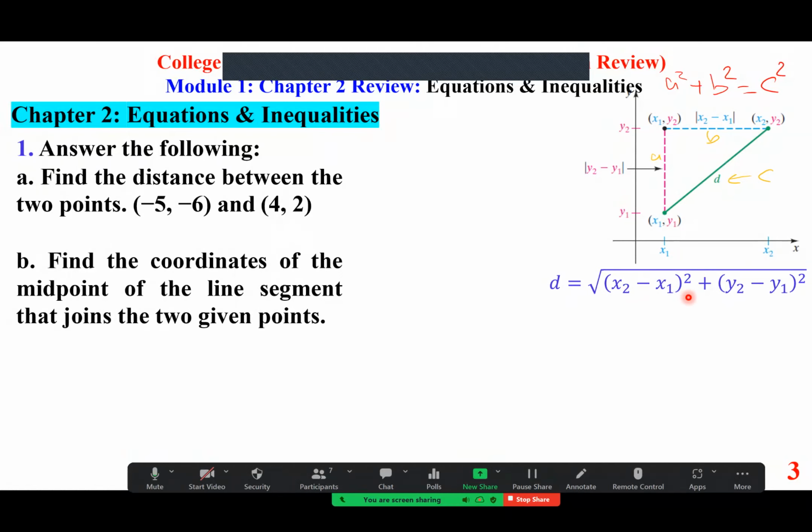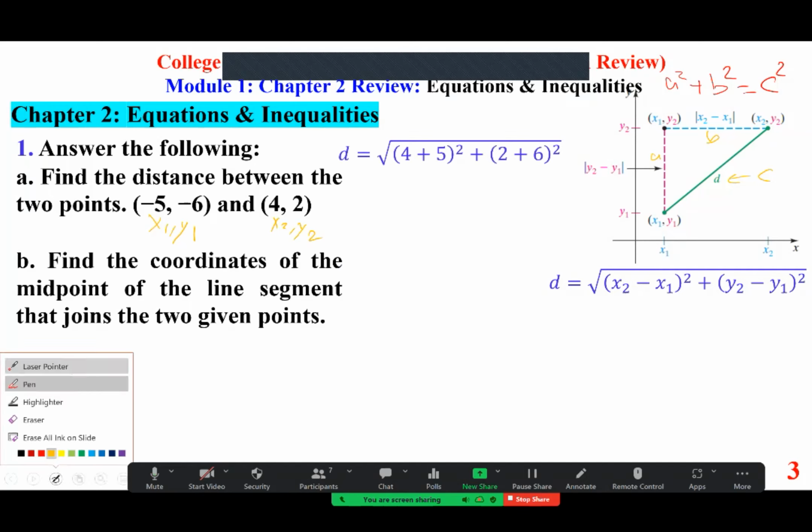So having said that, we are going to put the 2 points into this formula. As I mentioned, it doesn't matter which one is our first point, which one is our second point. So if this is the first point, then this is x sub 1, y sub 1, and this is x sub 2, y sub 2. We plug it into the formula of the distance. So 4 minus -5 gives us 4 plus 5, squared. That's the first one. 2 minus -6, that means 2 plus 6, squared.